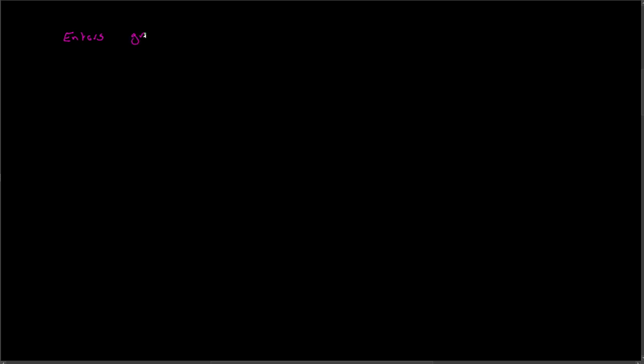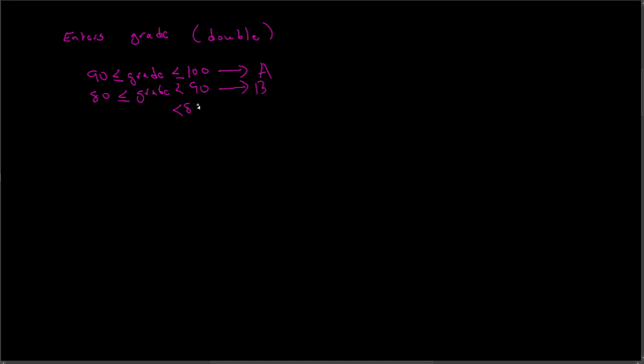a grade, which most likely for us will be a double. And then what we want is if the grade is less than or equal to 100, but greater than or equal to 90, the program outputs an A. If the grade is less than 90, but greater than or equal to 80, it outputs a B. If it's less than 80, but greater than or equal to 70, it outputs a C.